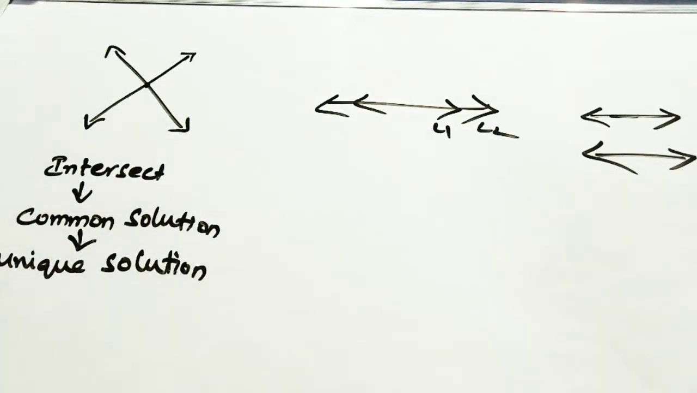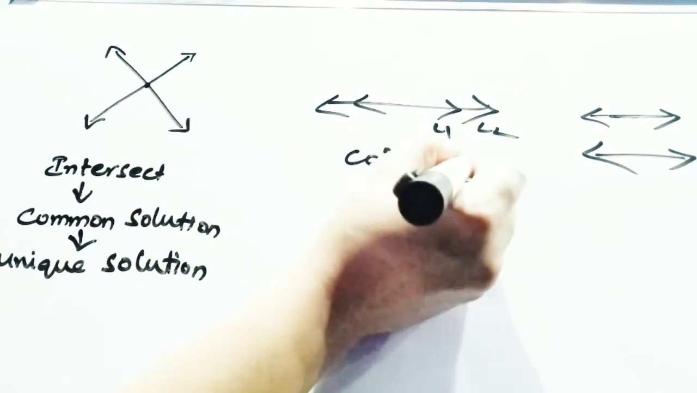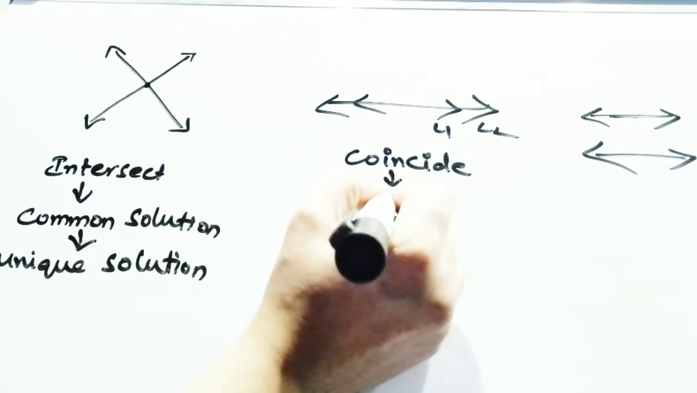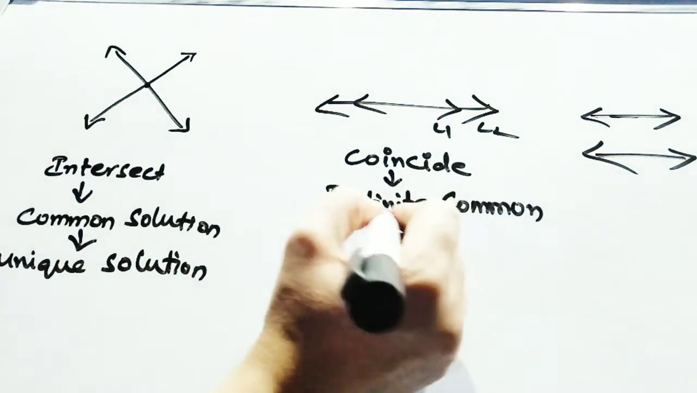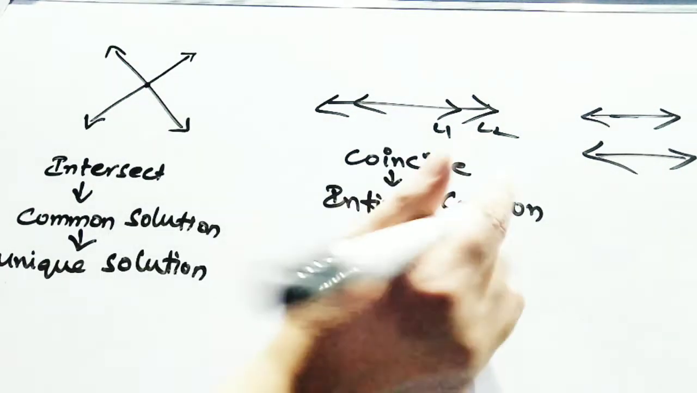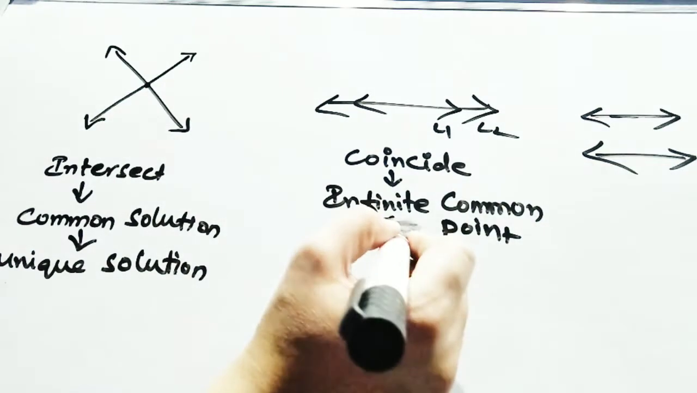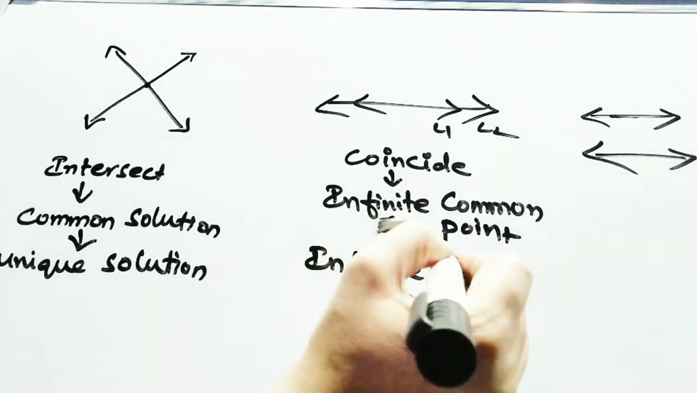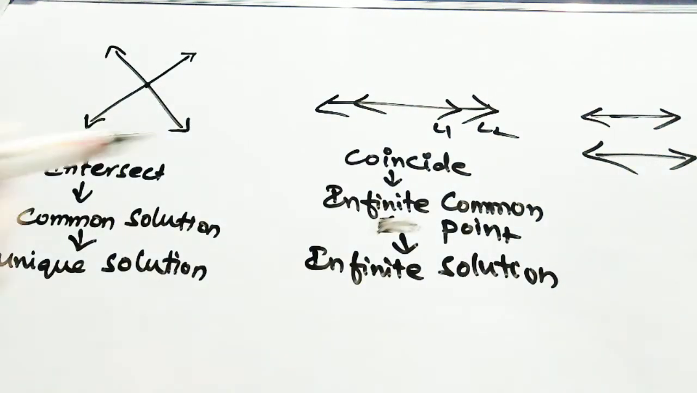Now coincident lines. Because L1 and L2 coincide with each other, you will get infinite common points, which means infinite common solutions. Coincide means you get infinite solutions in a single line.